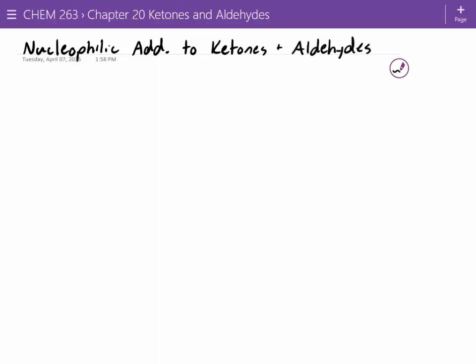All right, nucleophilic addition to ketones and aldehydes. We've seen this already when Grignard reagents are used to add into a ketone or aldehyde, but we're going to talk about this in a lot more detail. So first thing I want to do is talk about aldehydes and compare them to ketones. If you think about an aldehyde, just our generic aldehyde, we can draw a resonance structure of this, right? Where the oxygen has a negative charge and the carbon has a positive charge.